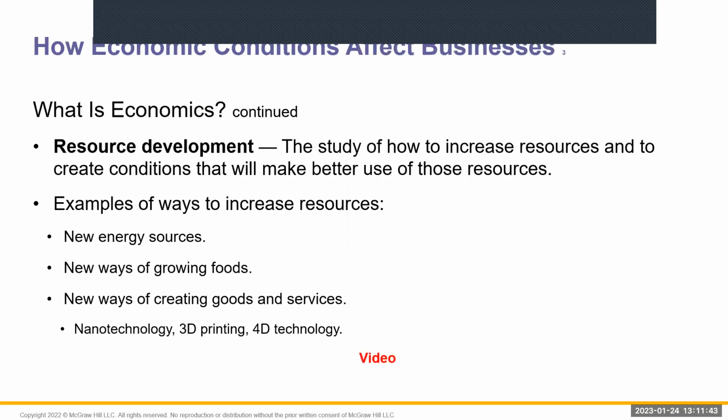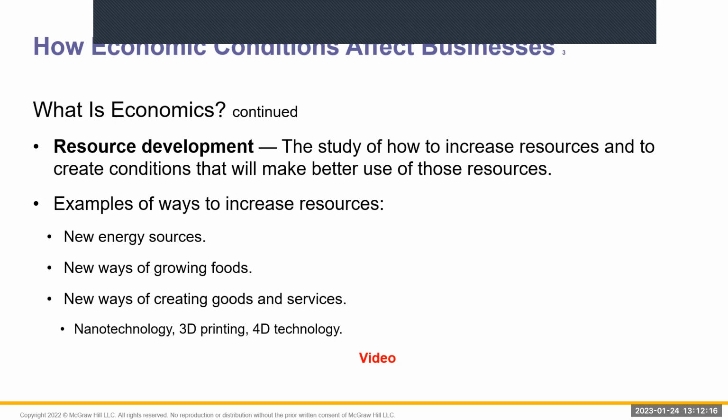It's allowed to go. So, a big part of economics is resource development. The study of how to increase resources and to create conditions that will make better use of these resources. So you're looking at how to use the resources inside of your country. And it's like in the video, the Eisenhower part, where he was talking about the military spending takes away from other parts of the economy. It does. Any kind of spending we do is taking away from somewhere else. So you have to figure out what your balance is going to be.